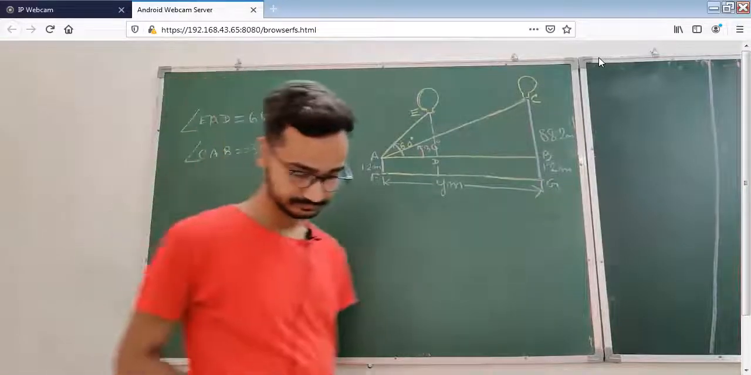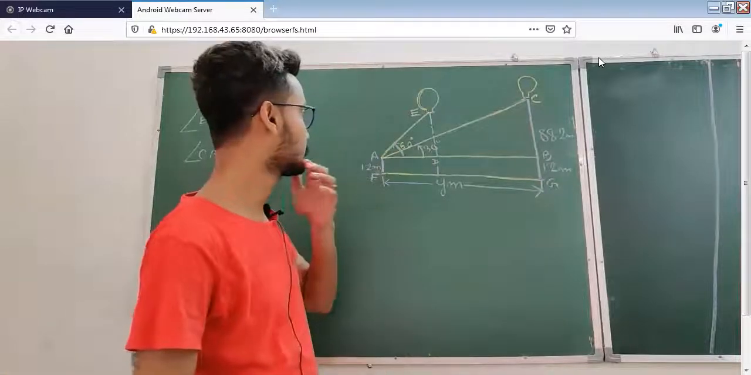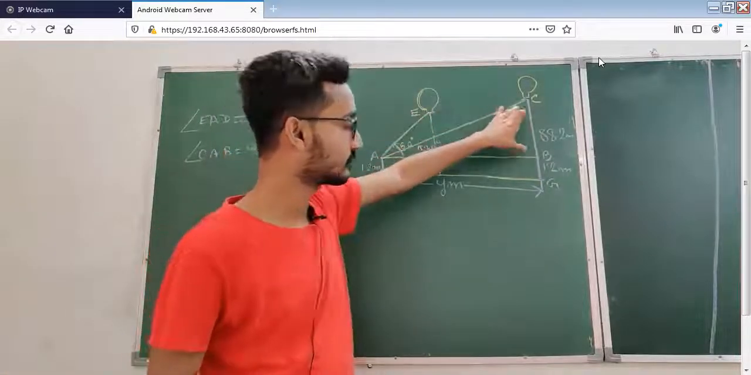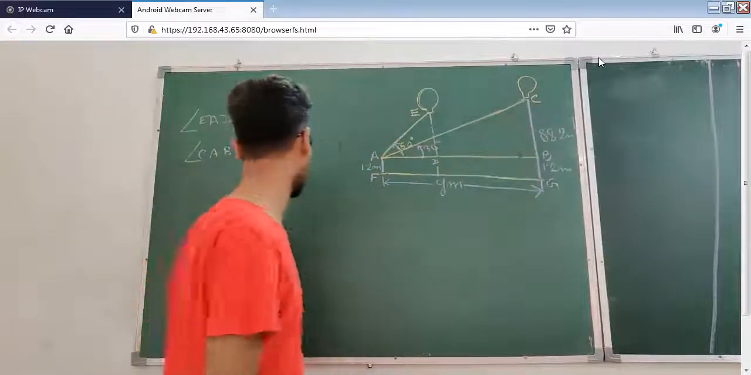Now write down the vertical distance. This one. Your vertical distance is this one, ED and BC. Yes or no? ED and BC. Now see the vertical distance. Write down the vertical distance.